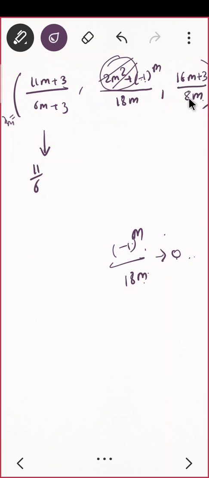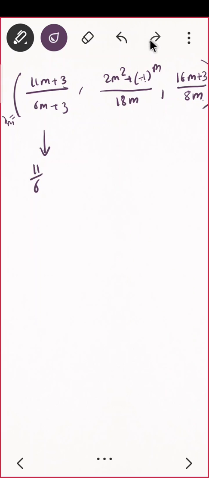Nice. What about the third one? Convergent. And where does this converge to? 2. Nice. This is divergent. Okay, so what is the conclusion for xm?